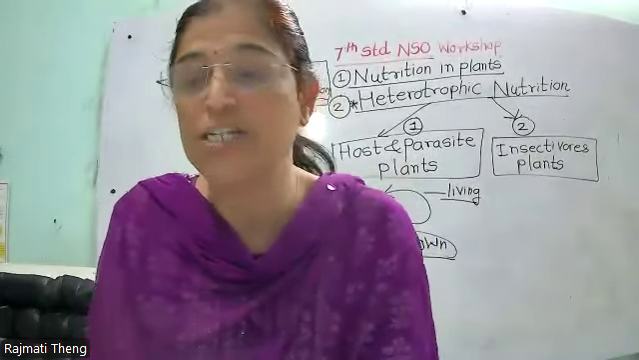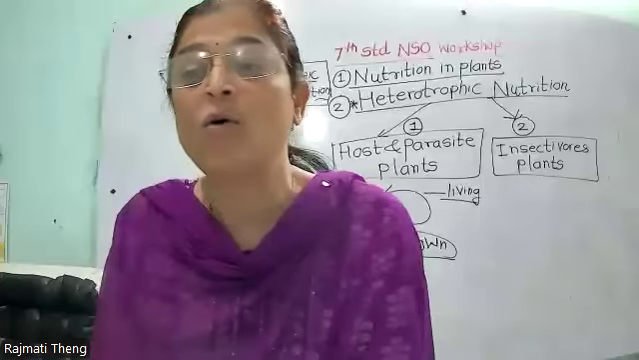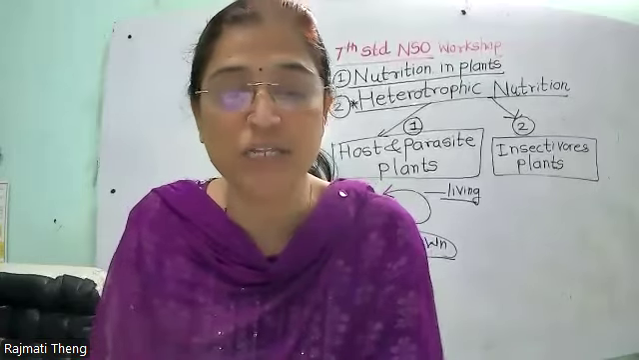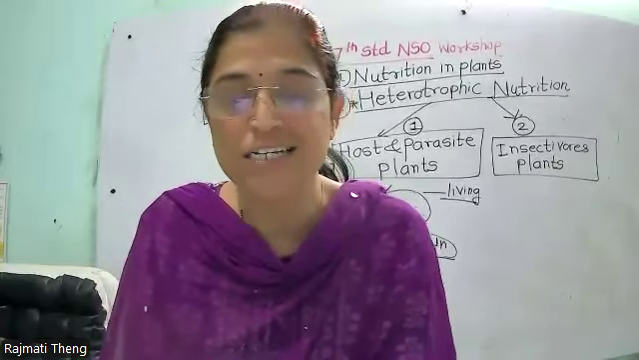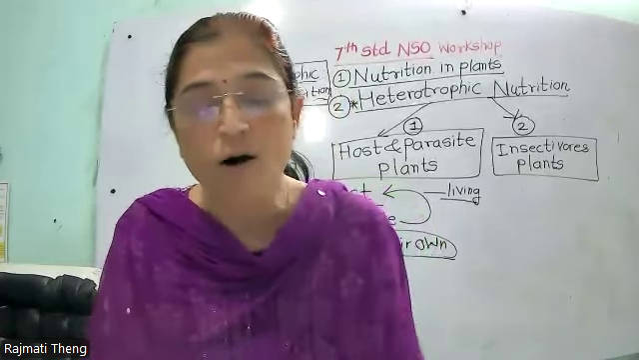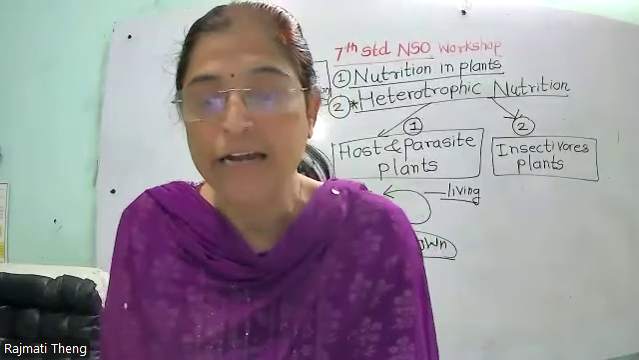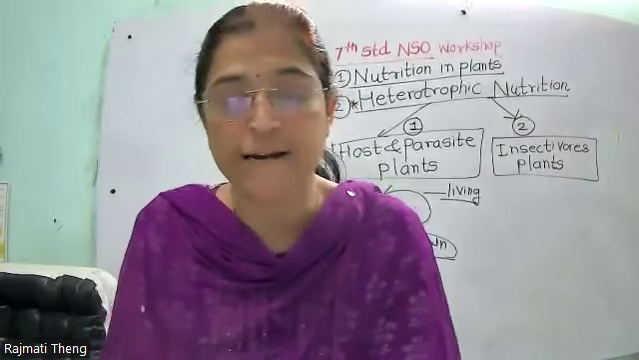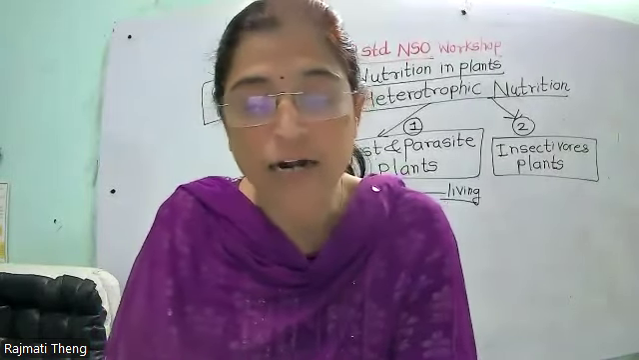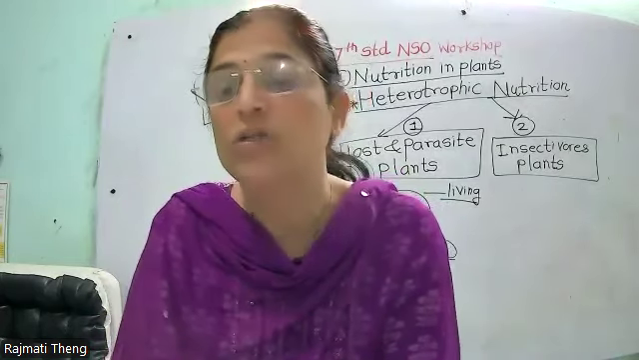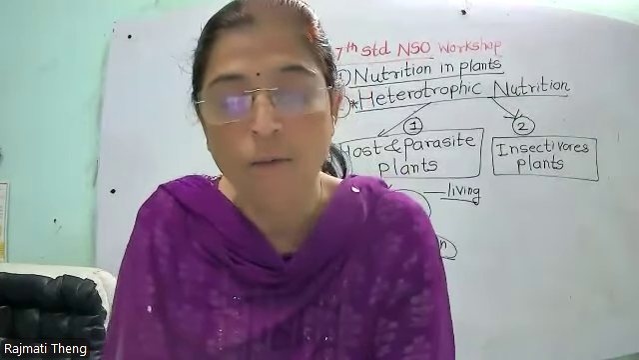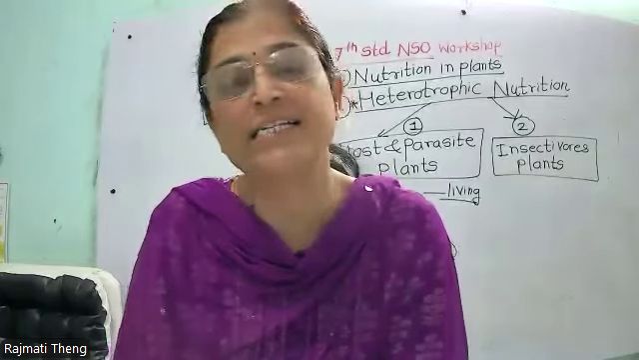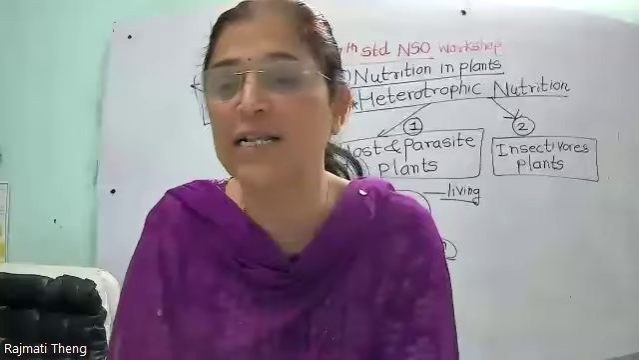The parasite plant has special root-like structures called haustoria. These haustoria penetrate the host plant and take ready-made food from it. The parasitic plant harms the host plant. The parasite is benefited, whereas the host plant is harmed. The parasite plant gets ready-made food.